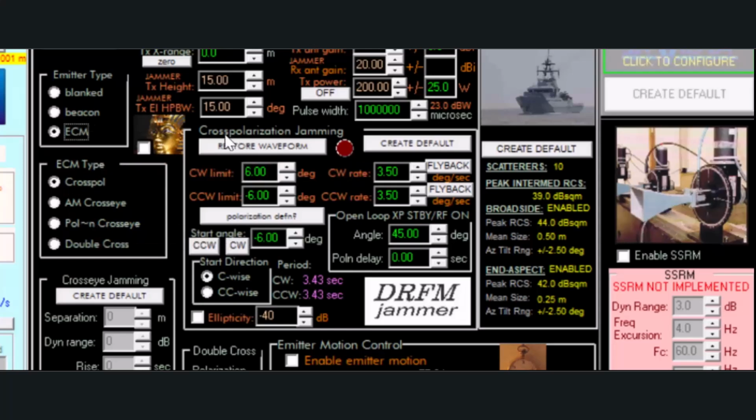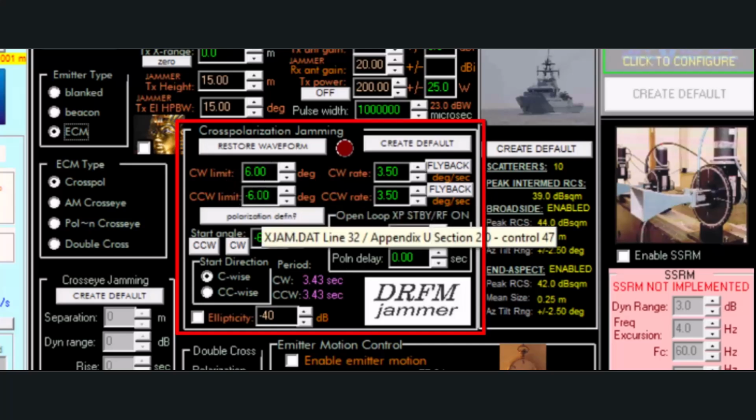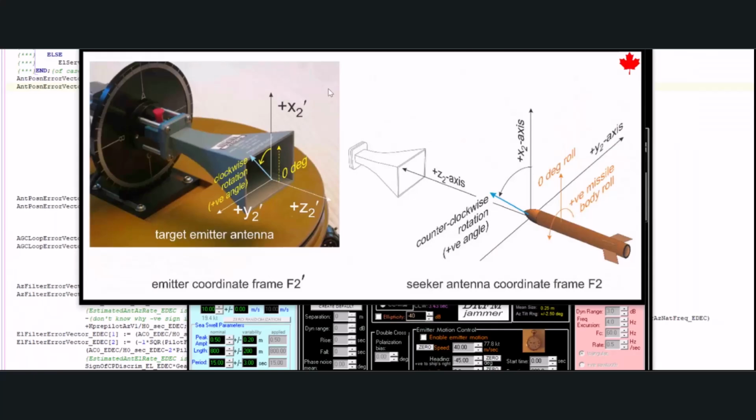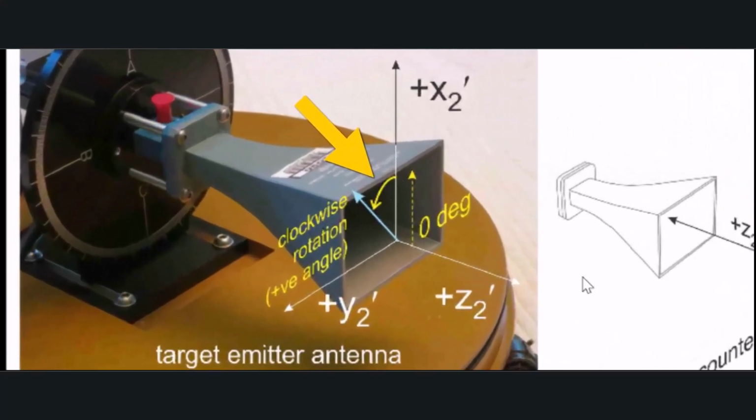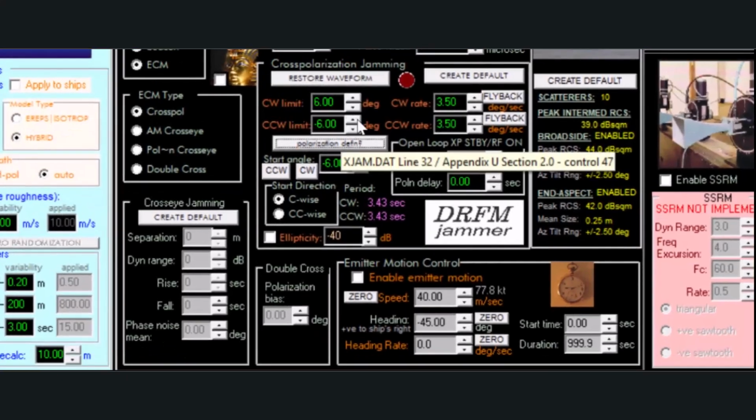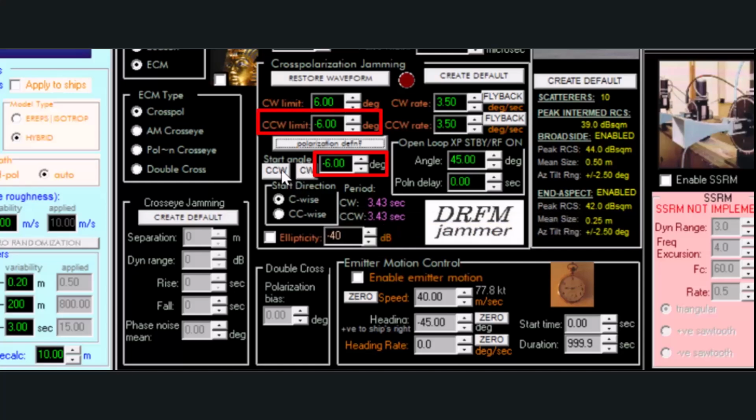But if you're interested in cross pole jamming, then we look in this little box right here. So we have a clockwise sweep limit, a counterclockwise sweep limit. What does that mean? Well, if you click polarization definition, it shows you the definition of clockwise and counterclockwise. Looking out of the antenna, see here, clockwise is in this direction, looking out of the jammer antenna toward the radar, or toward the threat, whatever it is. So clockwise limit, counterclockwise limit, clockwise rate, counterclockwise rate. The start polarization is the clockwise limit or the counterclockwise limit. We also have a start direction, clockwise or counterclockwise.